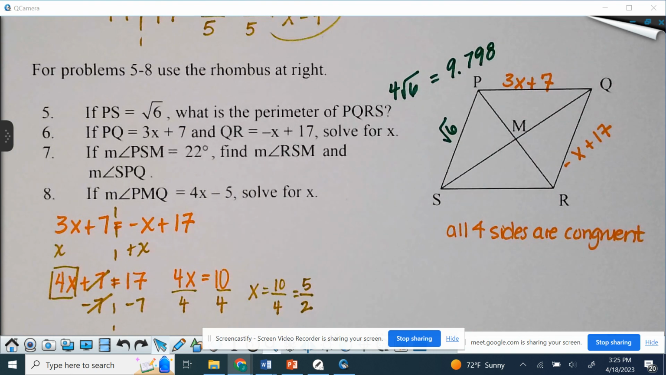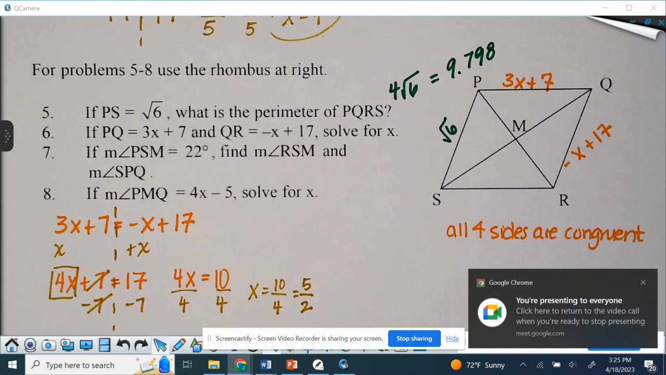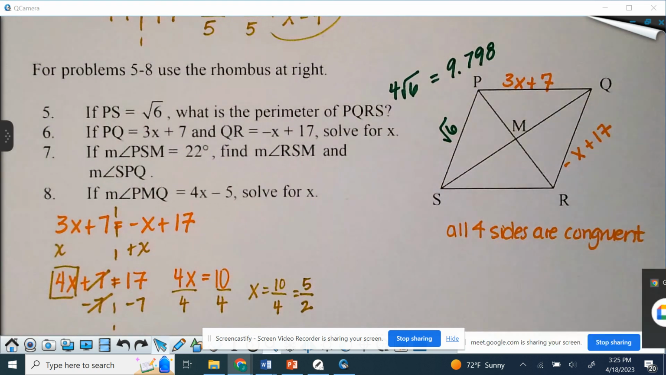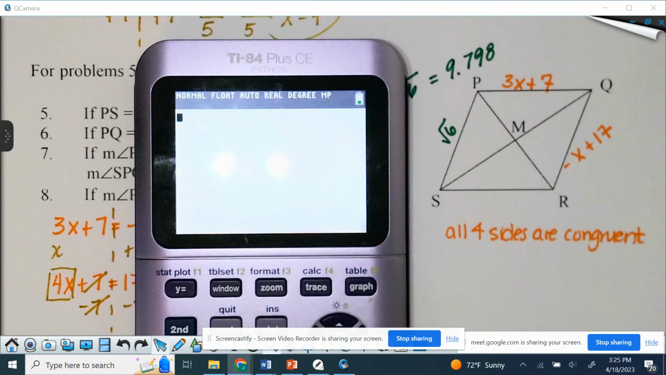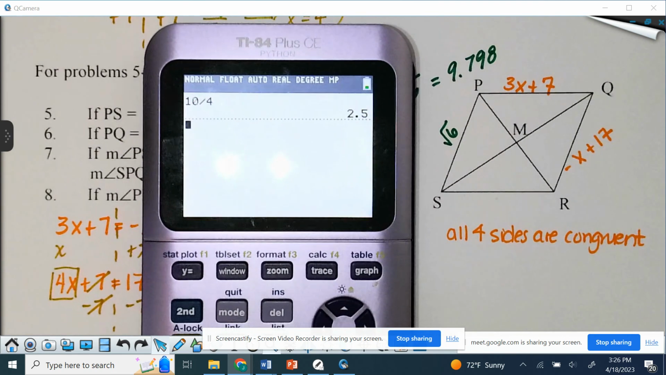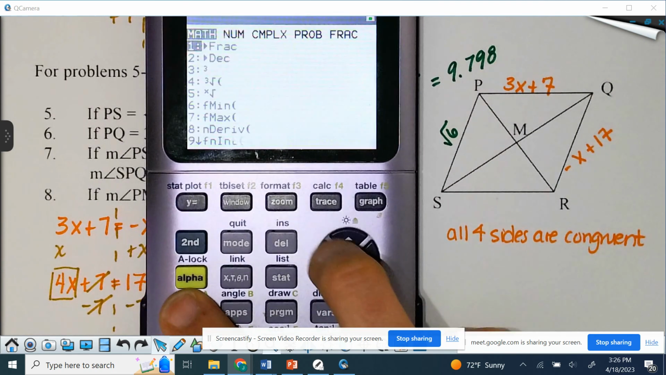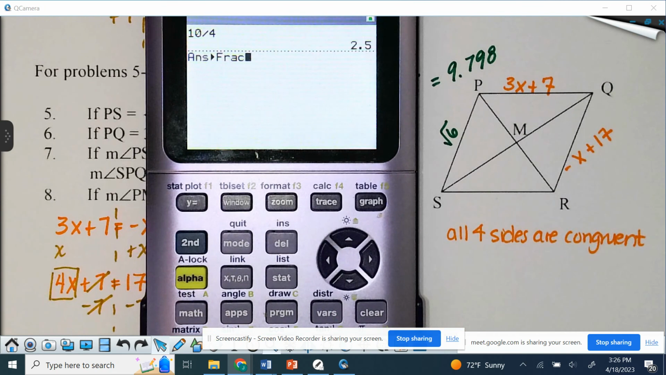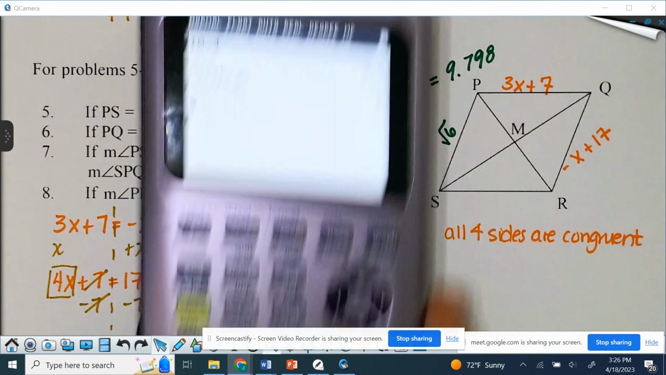There is in Desmos a way to reduce your fractions. I feel like it is easier on your TI-84 to reduce your fraction. On a TI-84, you're going to do 10 divided by 4, and get a decimal. If you hit the math button, which is right underneath alpha, and then you see frac, you hit enter, and you get 5 over 2. So it reduces it for you in the event you cannot reduce.